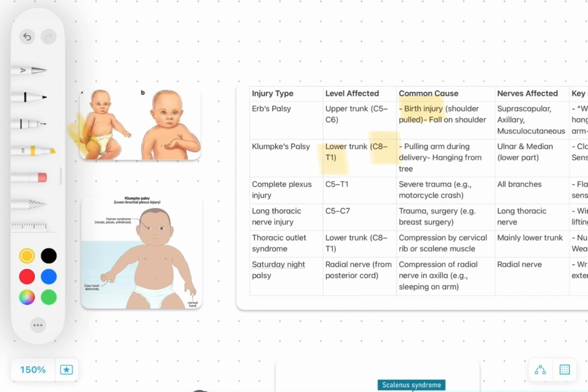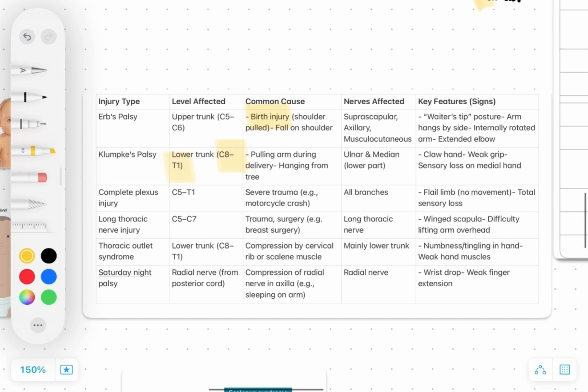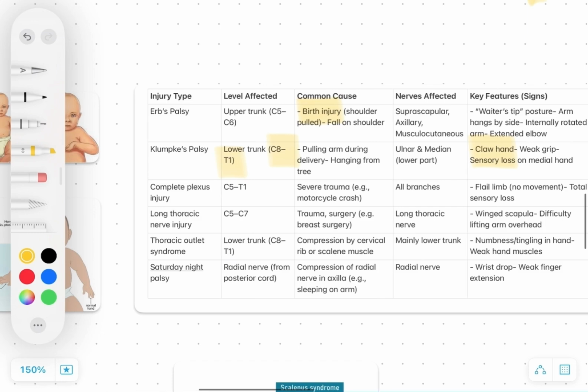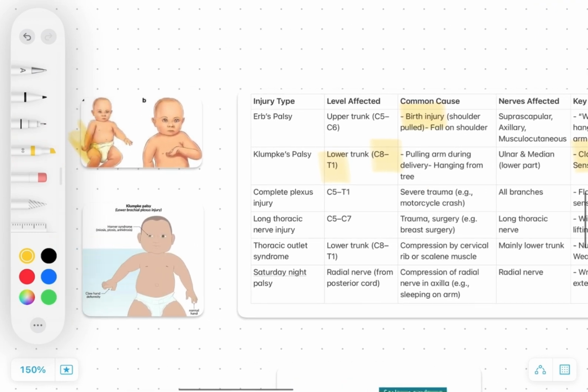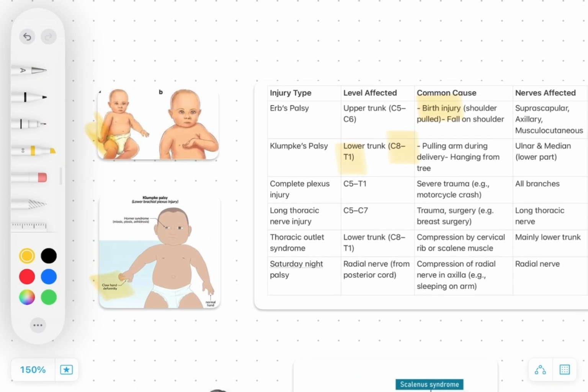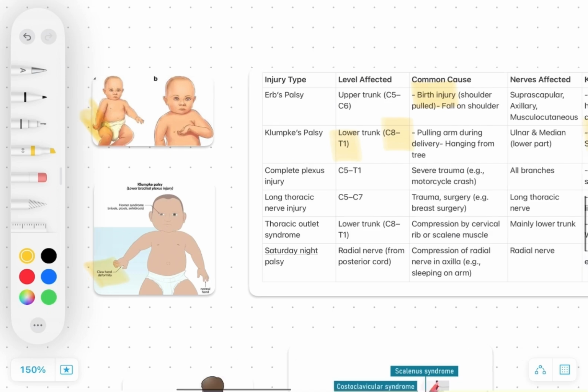Here the ulnar and the median nerves, that is the lower nerves, are affected, and claw hand will be the clinical feature. And also weak grip along with sensory loss on the medial hand we will see. This is the claw hand deformity seen in Klumpke's palsy.